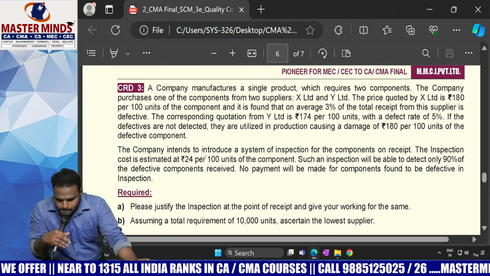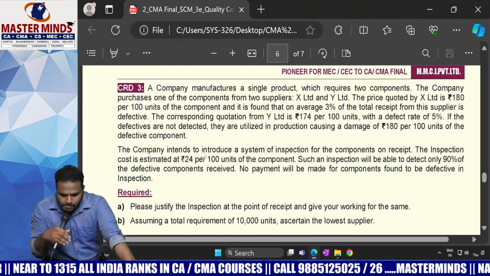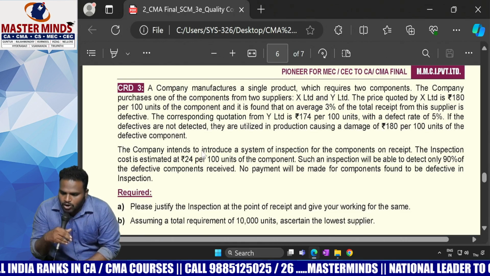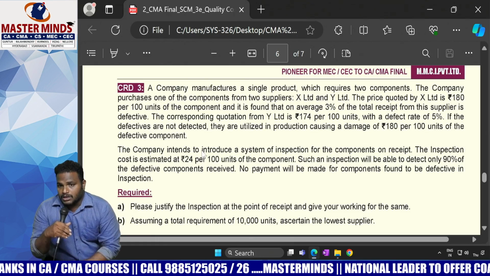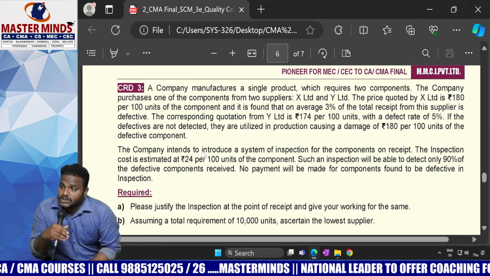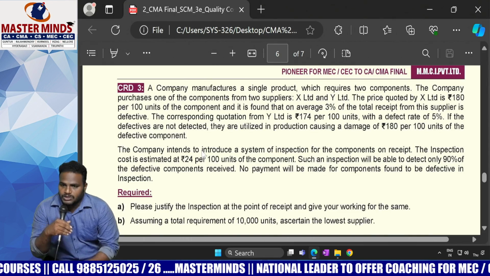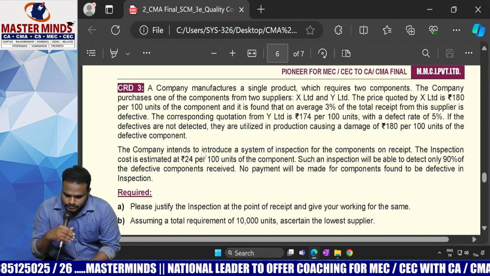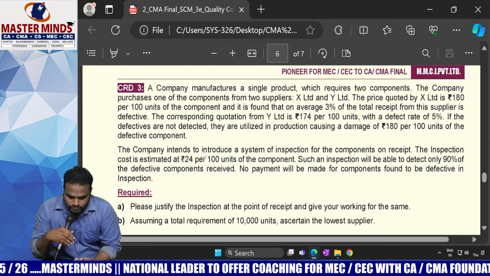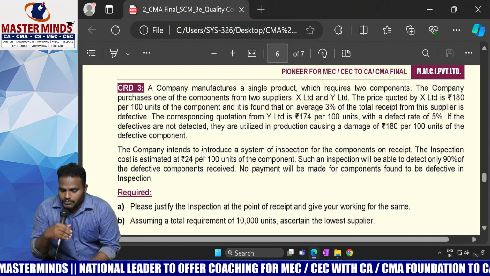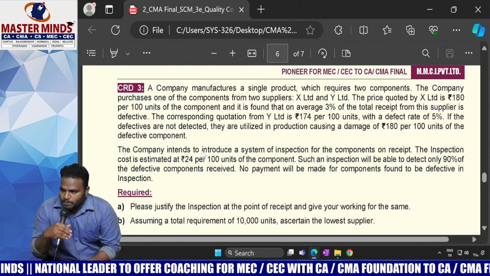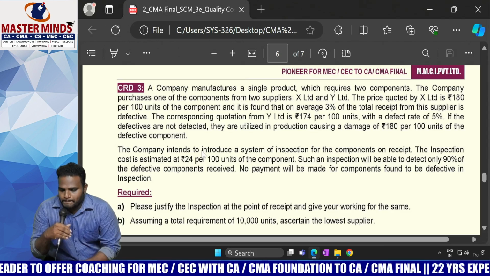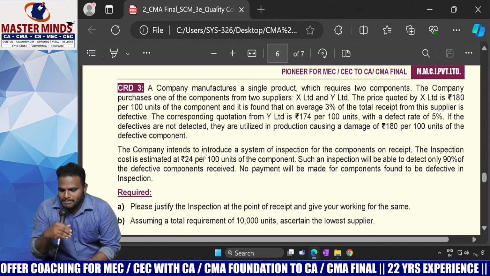The company intends to introduce a system of inspection for the components on receipt. Now, the company wants to implement the inspection process in the organization. The inspection cost is estimated at rupees 24 per 100 units of the component. For 1 unit, 0.24.